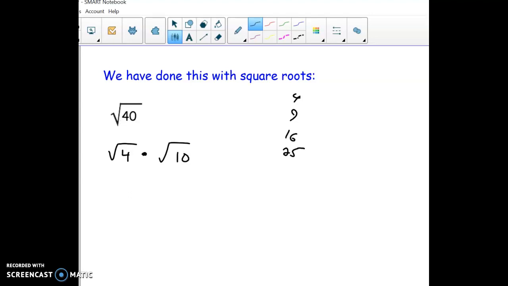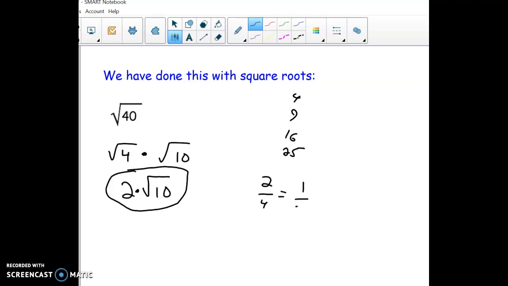And then the square root of 4 becomes 2. Sorry for the poor handwriting. So we end up with 2 times radical 10. And we're considered done if there are no other numbers under the check mark that will evenly divide it, no other perfect squares. So this is equal to radical 40, but it's just a simplified version, much like you might simplify a fraction. If I simplify 2/4 into 1/2, it's still the same value, it's just simplified.